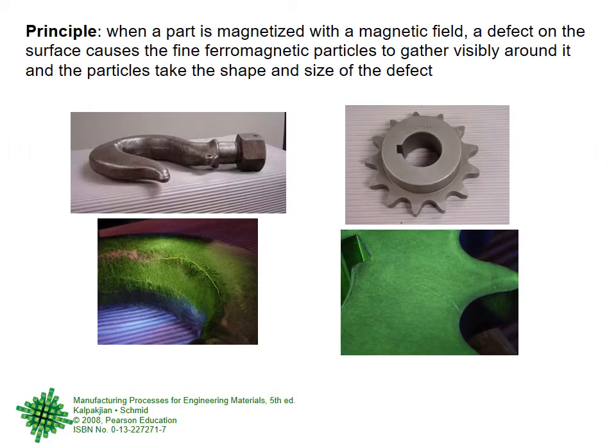The principle: when a part is magnetized with a magnetic field, a defect on the surface causes the fine ferromagnetic particles, iron type particles which can be magnetized, to gather visibly around it, and the particles take the shape and size of the defect. Here is a hook, here is a gear type thing. So now you can very clearly see the crack. So magnetic particles have to be there, and you have to apply magnetism, and then you see the shape.